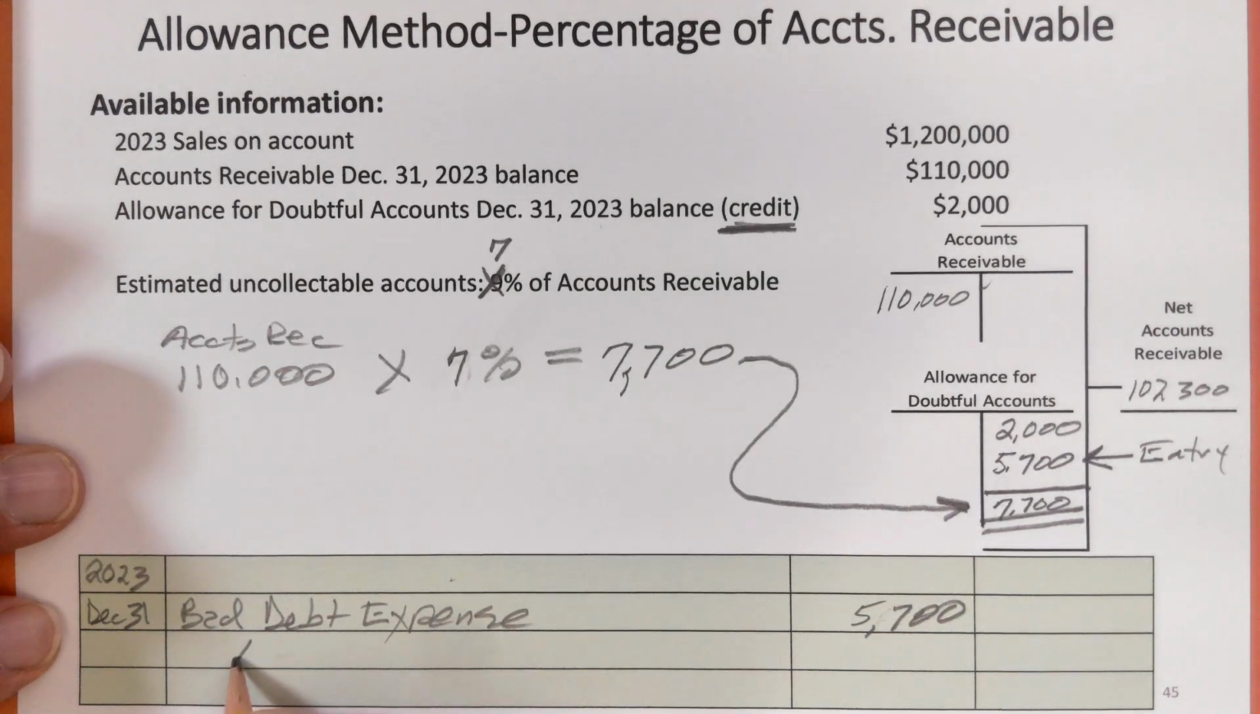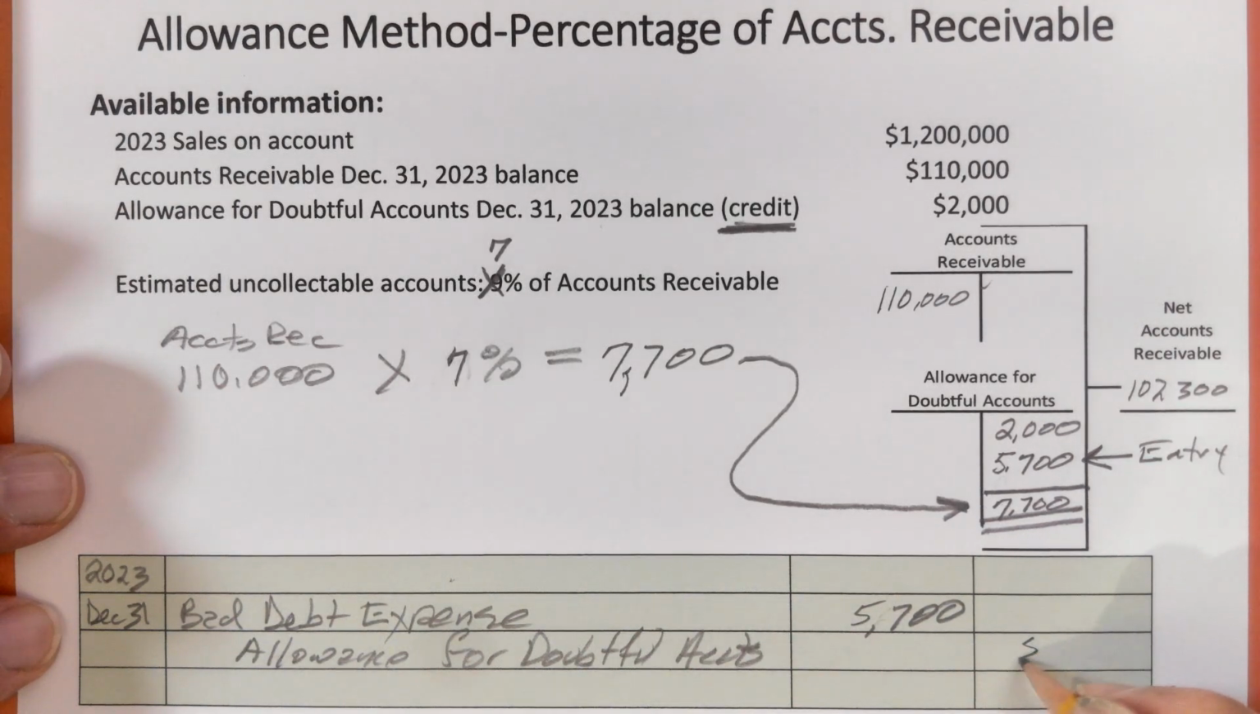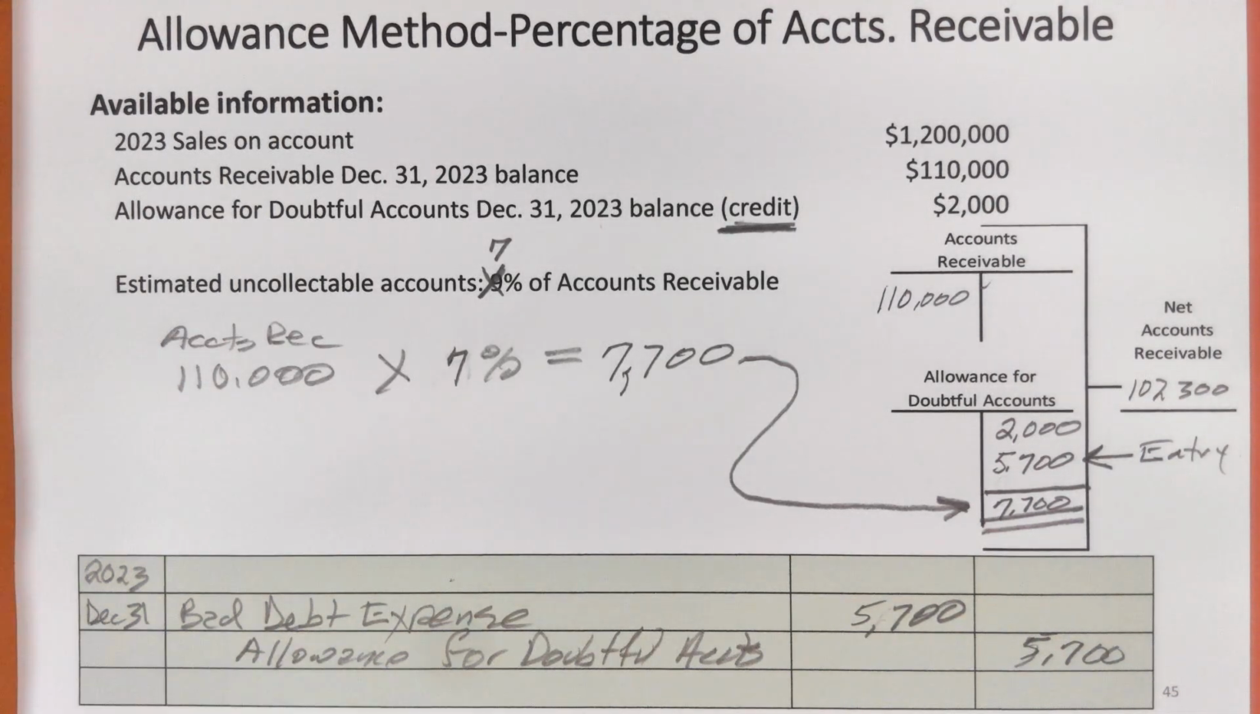And we're going to credit the allowance for doubtful accounts. Abbreviating just a little bit for the sake of time, $5,700. And there we go. So we've made our entry.